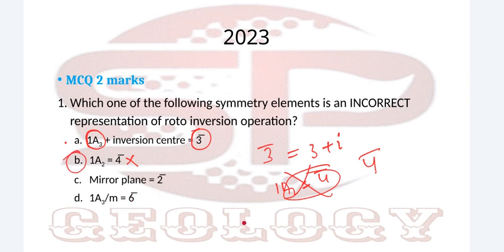Then mirror plane, we know 2 bar is equivalent to a mirror plane. Then 6 bar is equivalent to a threefold axis with a mirror plane. So A, C, D are correct, only B is incorrect. So the answer will be B.